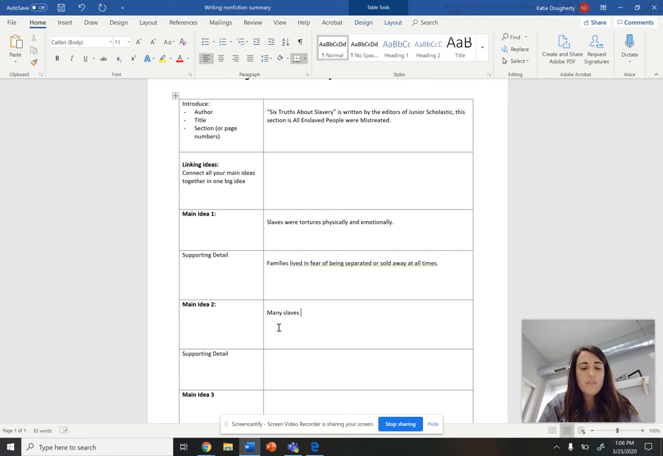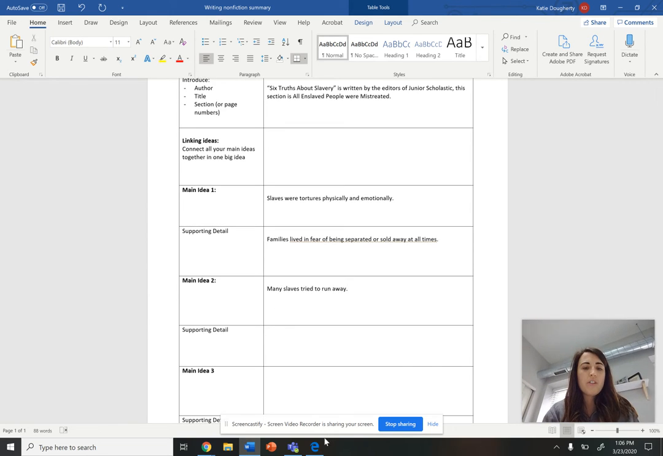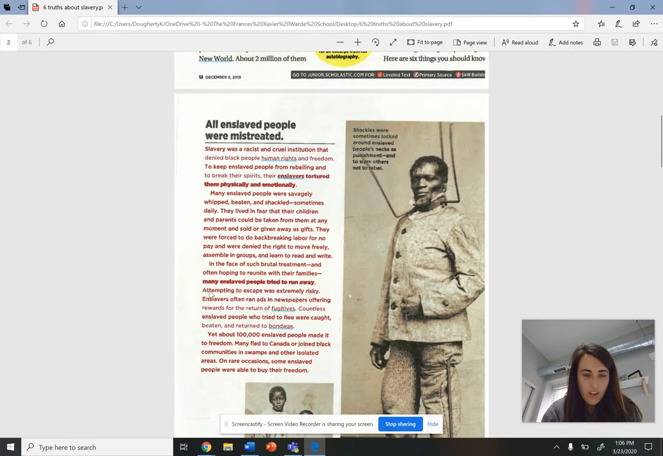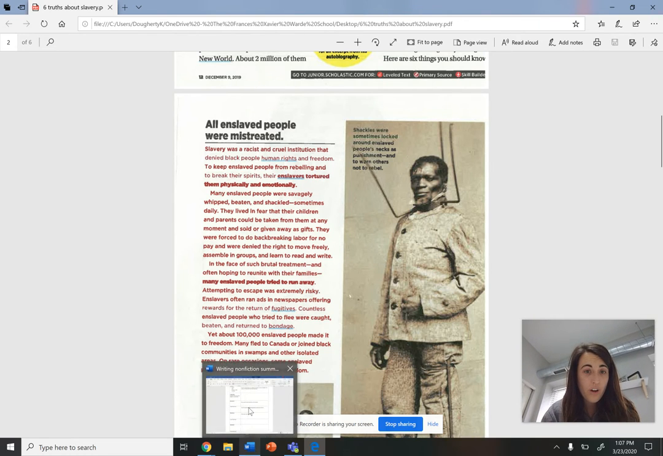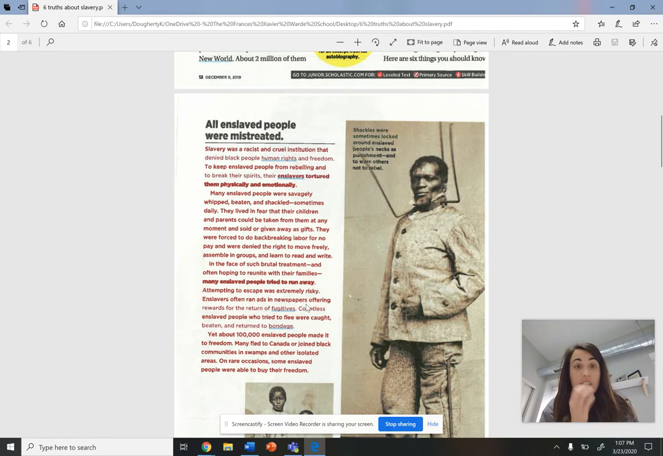There's a second topic right there. So I'm going to go ahead and stop and write that. Many slaves tried to run away. Again, we're just writing one sentence. Attempting to escape was extremely risky. Enslavers often ran ads in newspapers offering rewards for the return of fugitives. Countless enslaved people who tried to flee were caught, beaten, and returned to bondage. Okay, so I have a lot more supporting details there to prove that they tried to run away.